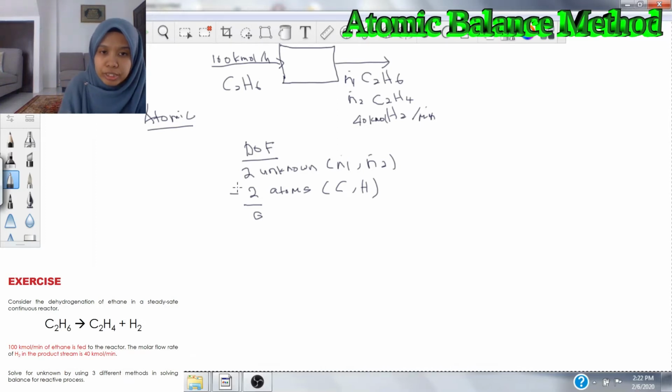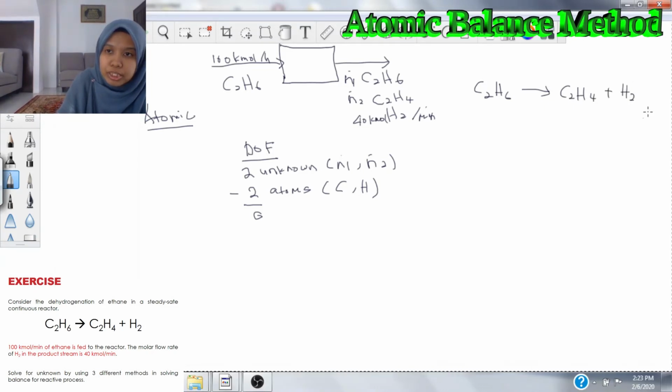Compared to the extent of reaction method, where you have to add one chemical reaction, this chemical reaction is C2H6 produces C2H4 plus hydrogen. So in the extent of reaction method, you will include this in your degree of freedom. But for atomic balance, you don't have to include that part. Only how many unknowns and how many atoms. And if you have any other independent equation, then you have to include it here. But for this question, you don't have any. So that's it for the degree of freedom.